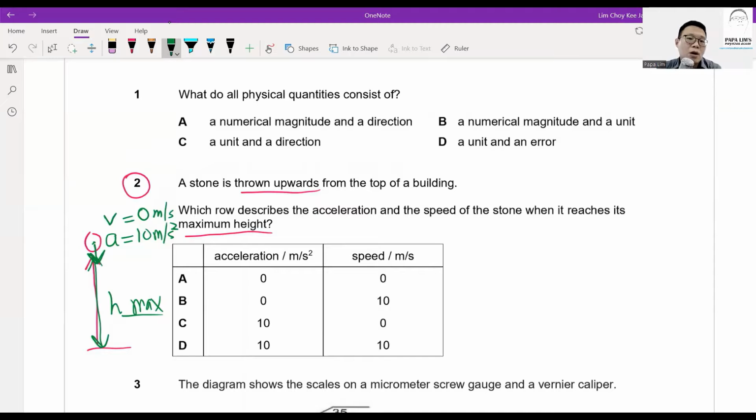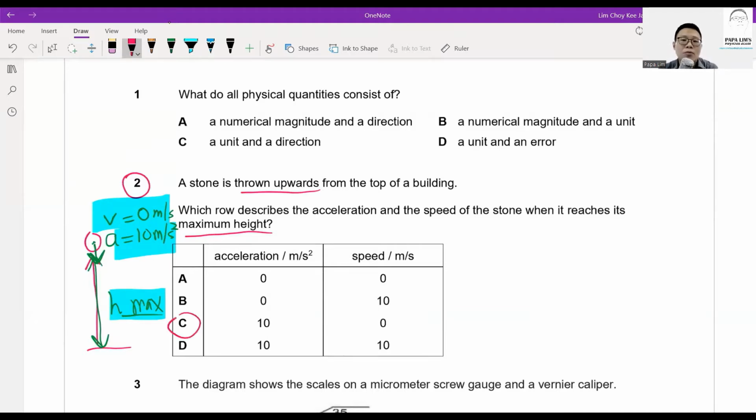So for an object that is thrown vertically upwards, there are 3 characteristics that you have to know. At maximum height, at the highest position, the height is the highest, the speed is the slowest, in fact 0 meters per second, and the acceleration experienced is the acceleration due to free fall, the gravitational field strength, which is 10 meters per second squared. With this in mind, you will know that the answer for question 2 is C.